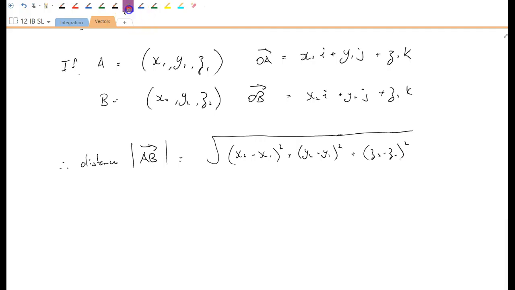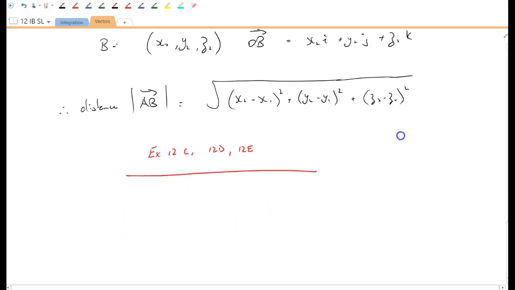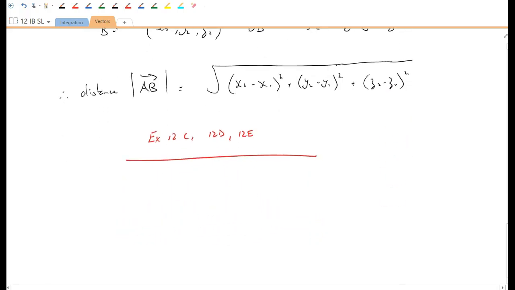I won't put those down here because I've run for 12 minutes already, but we're now okay to get through exercise 12C, 12D, and 12E. So we'll get on with that when I see you next.